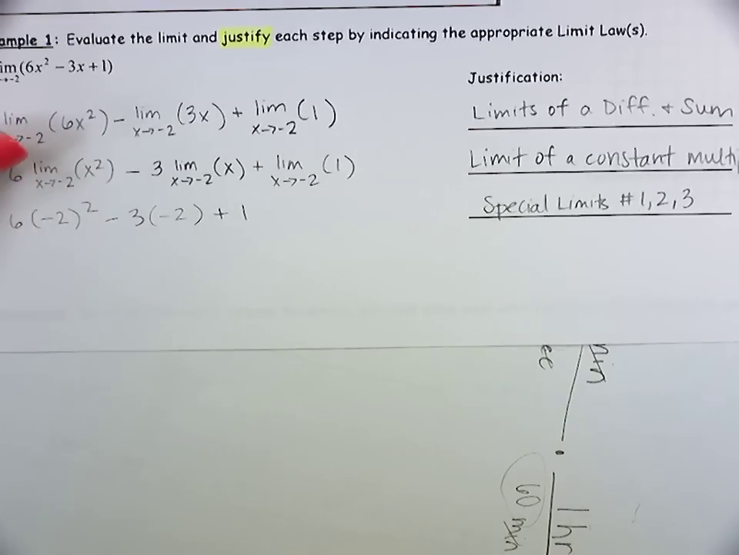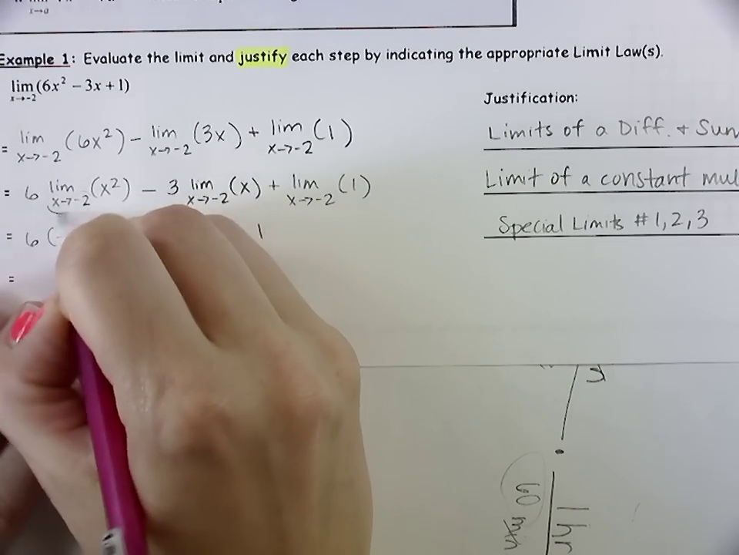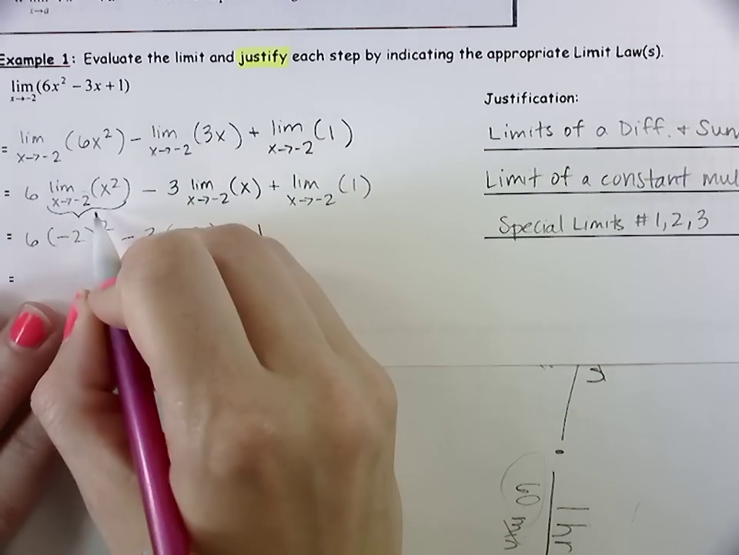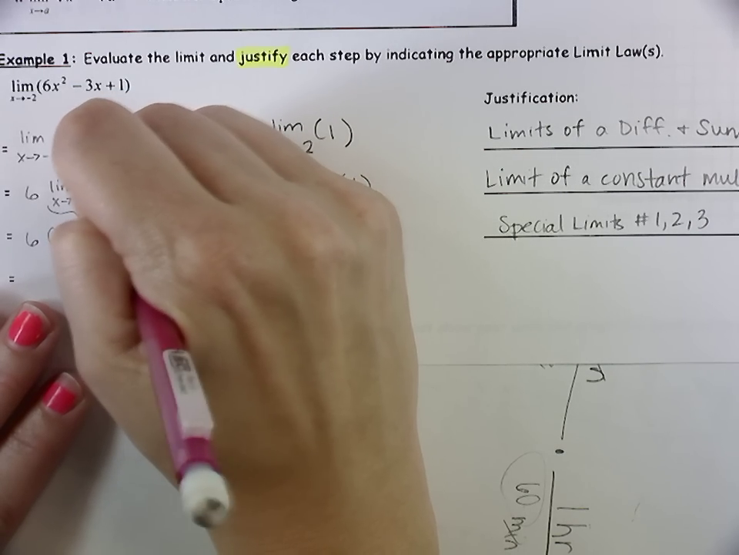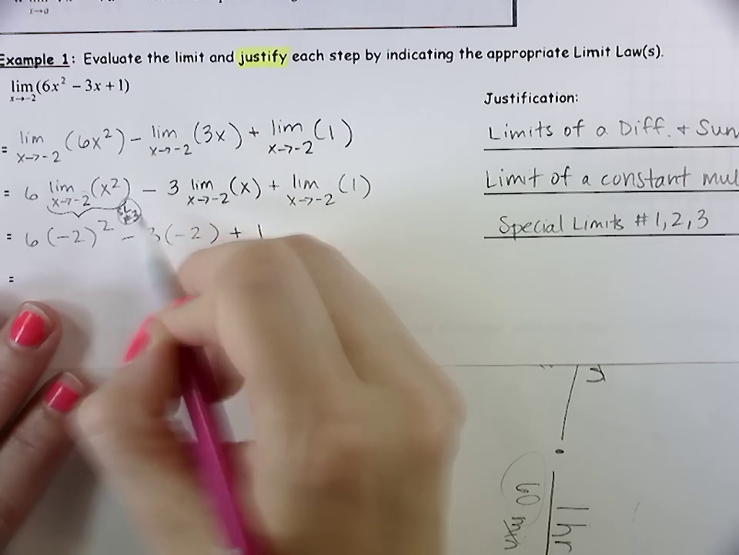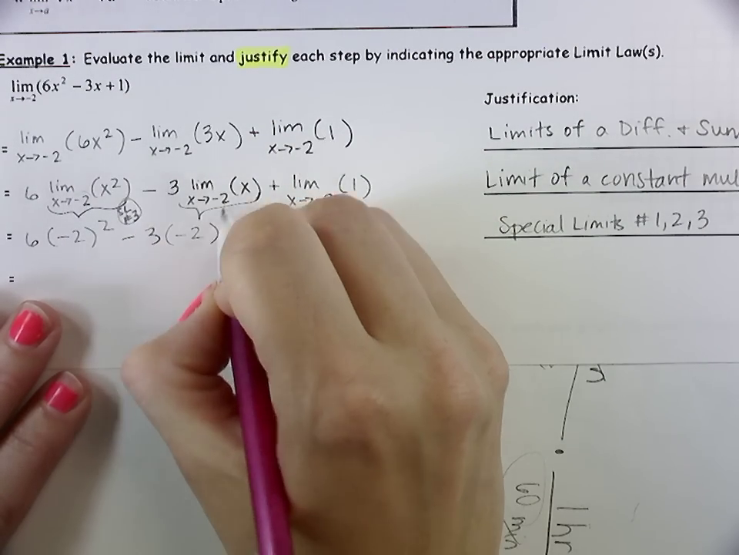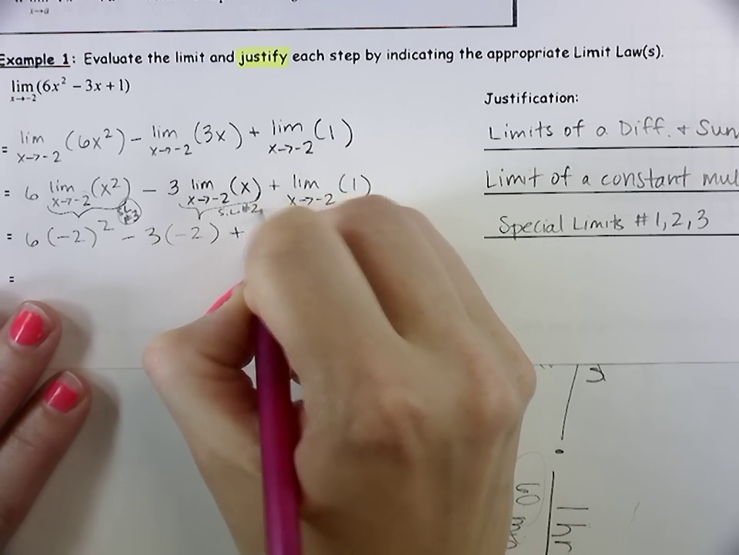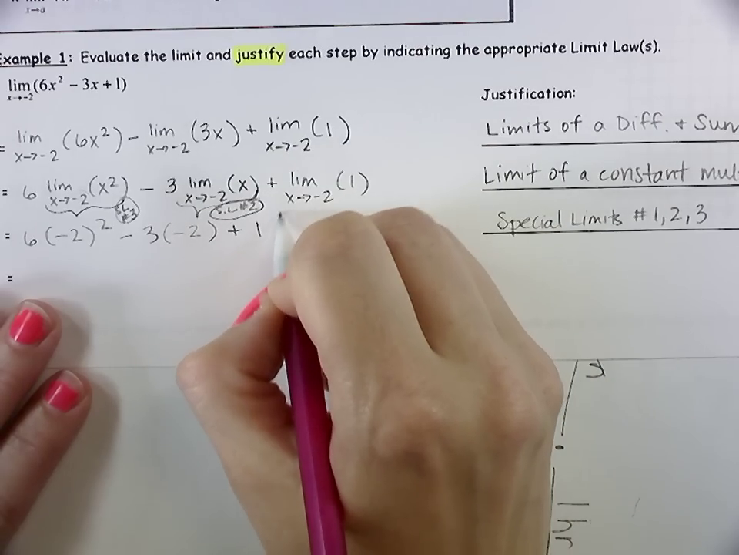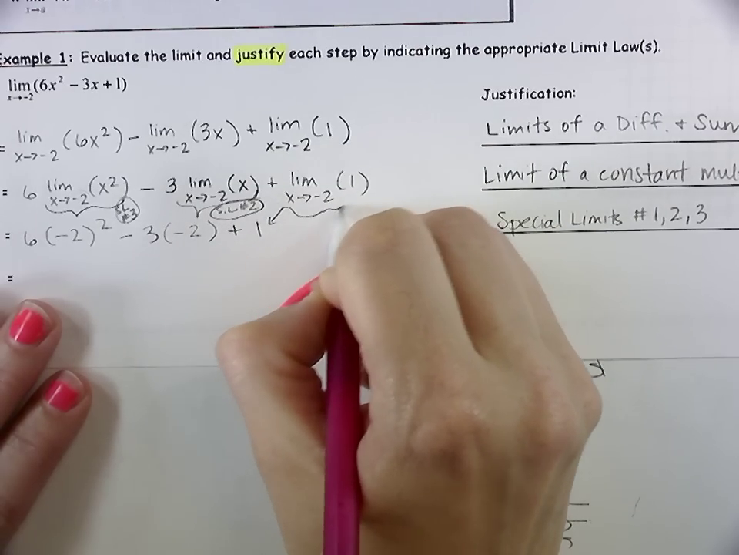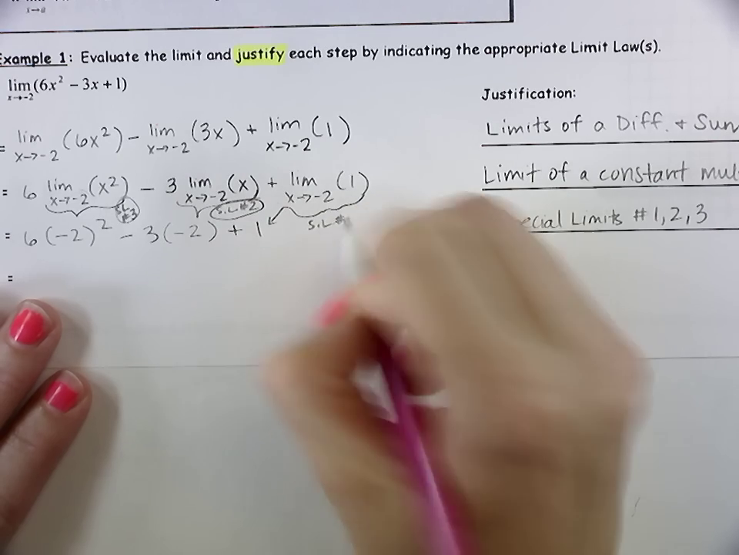Okay, and then I'm just going to write down here how we used them. So this here is going to be special limit number 3. Okay, so that's L, I put SL number 3, to go from this to this. Here, this is special limit number 2. That's our linear. And then this is going to be special limit number 1.